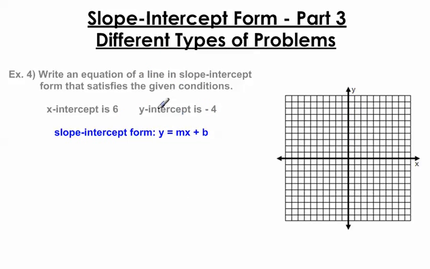The last problem says write an equation of a line in slope-intercept form that satisfies the given conditions. Right here they say the x-intercept is 6, the y-intercept is a negative 4. So we know y equals, we don't know the slope, but we know the y-intercept is a negative 4. And our goal here is to find the slope. A y-intercept of negative 4 is going to be down 1, 2, 3, 4. That's the y-intercept. The x-intercept is where the line crosses on the x-axis.